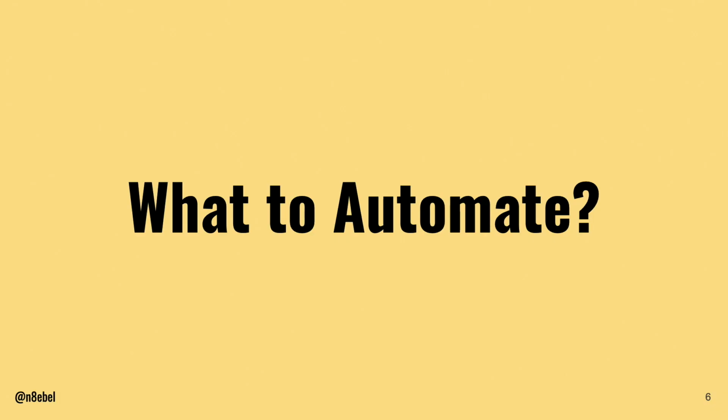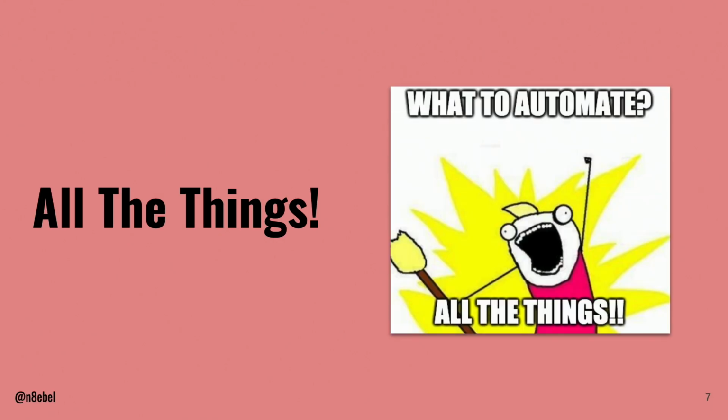So, what to automate then? What types of things can we automate? What types of things should we be automating to try and reach some of these goals we talked about? And again, the first thing that comes to mind is all the things. We can automate pretty much anything you want to if you're willing to spend the time and effort into it. Now, whether that's a good idea or not, that's kind of up to you and how much time and effort you want to put into this stuff.